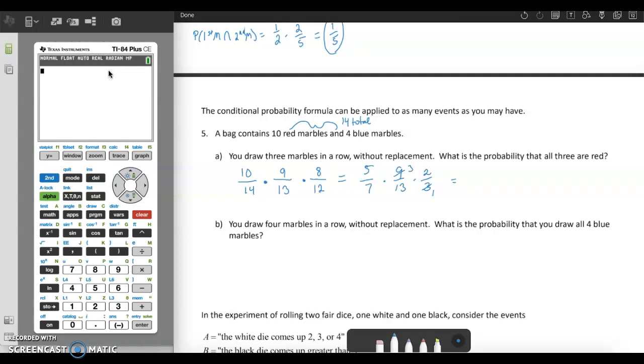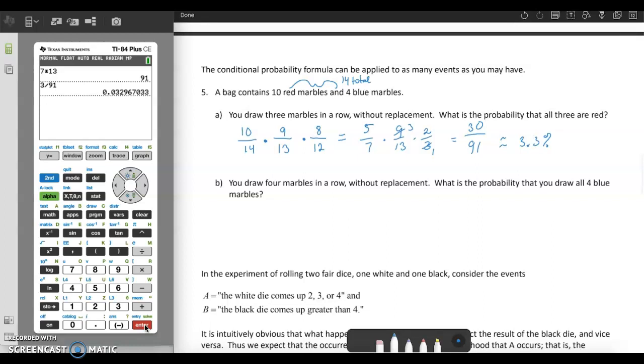So I've got, what, 5 times 3 is 15 times 2, so I have 30 on top. And what is 7 times 13? I don't know that off the top of my head. It's 91, and that's not going to reduce. We could divide it out if we want to. 30 divided by 91. So that's about 3.3% probability of drawing out 3 red marbles in a row. So even though there are more red marbles than blue, it's still fairly unlikely that you're going to draw out 3 of them in a row.